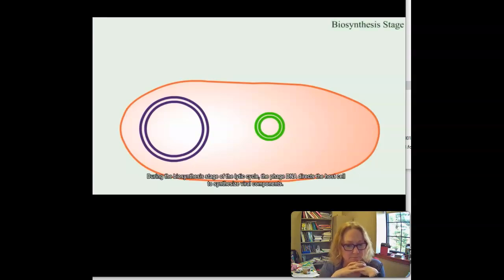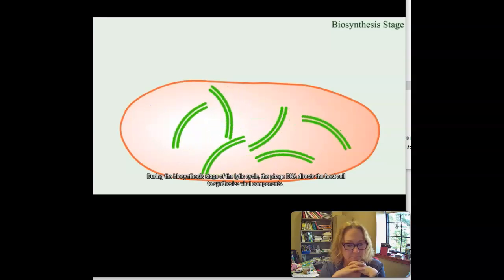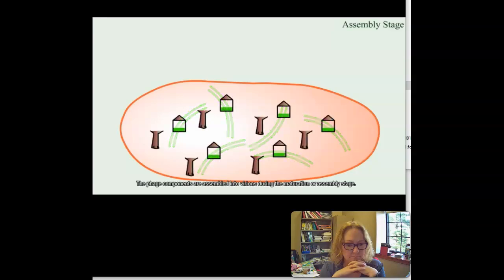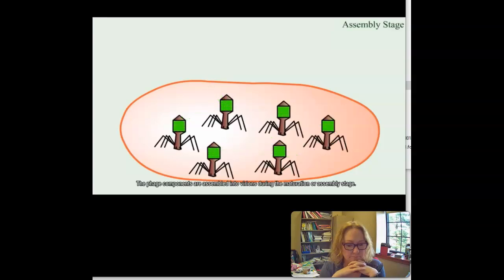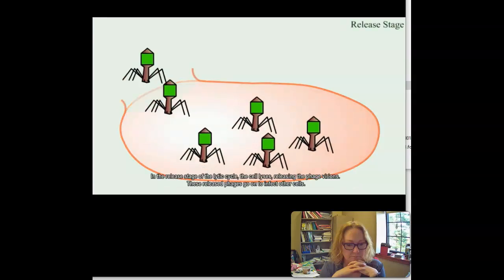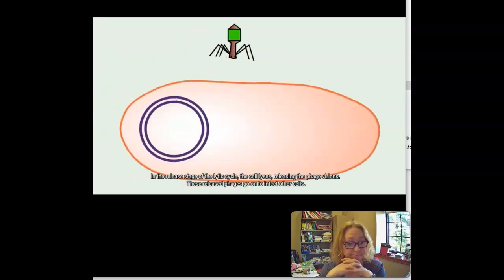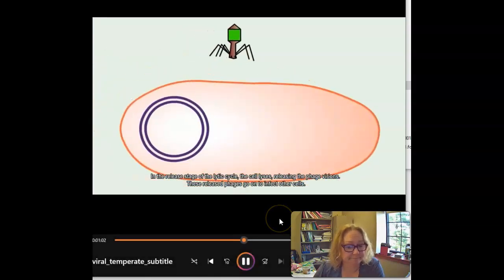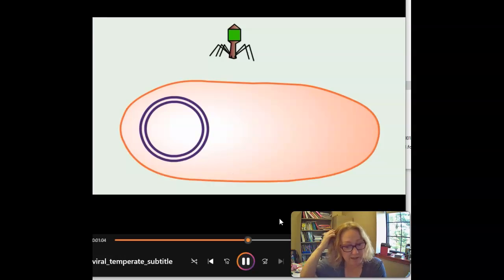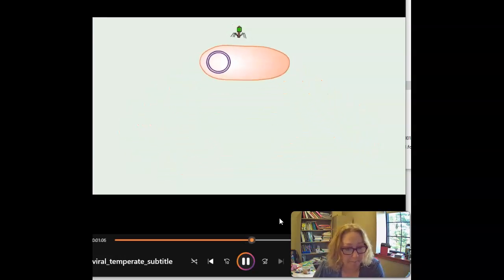During the biosynthesis stage of the lytic cycle, the phage DNA directs the host cell to synthesize viral components. The phage components are assembled into virions during the maturation or assembly stage. In the release stage of the lytic cycle, the cell lyses, releasing the phage virions. These released phages can go on to infect other cells. Right, that's just like the cycle that we already talked about.